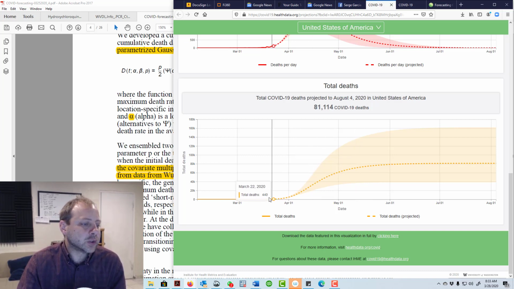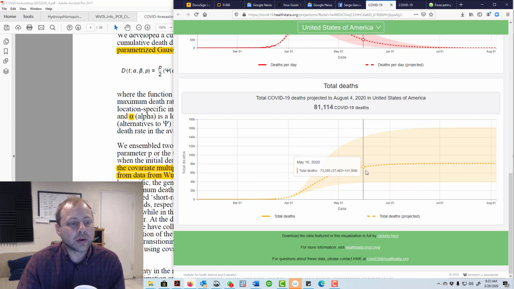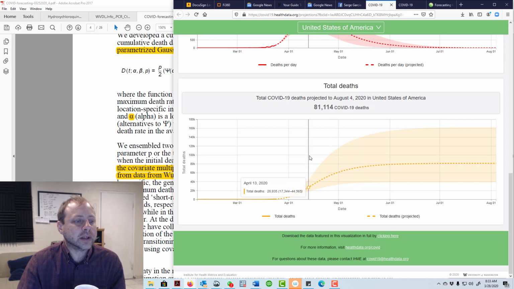I talked about this on Facebook once already. This is a cumulative projection curve. It will never go back down. It means we are adding up all the deaths on a regular basis.